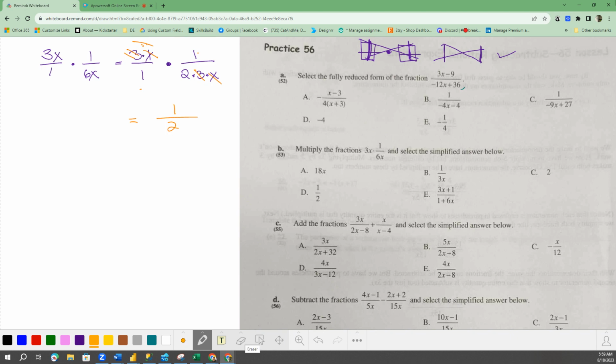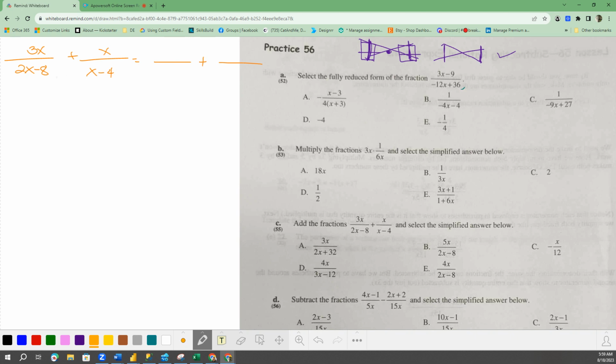All right, so let's try number 3. Number 3 is an addition. So you have 3x over 2x minus 8 plus x over x minus 4. So again, another factoring. So you prepare your 2 bars. Okay, so what we're going to do is we will factor the numerators and denominators, but the numerator and denominator are simple enough, so we will keep them at that point.